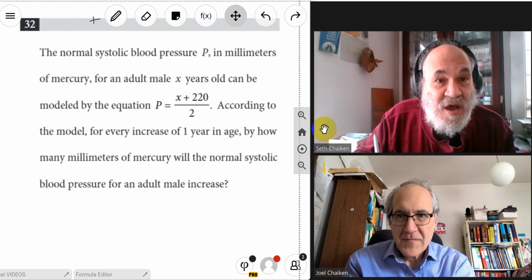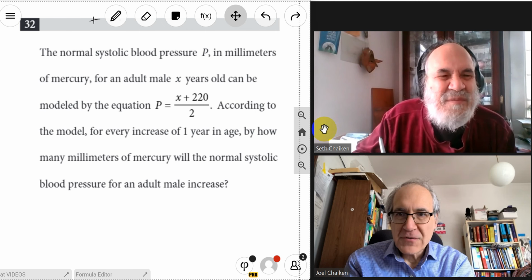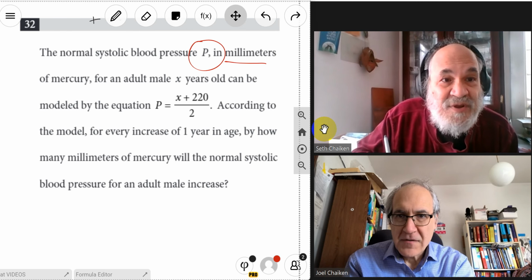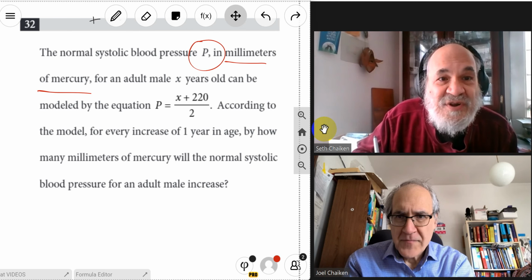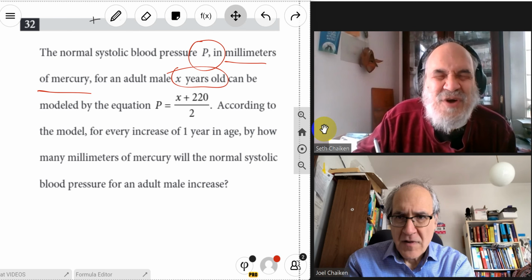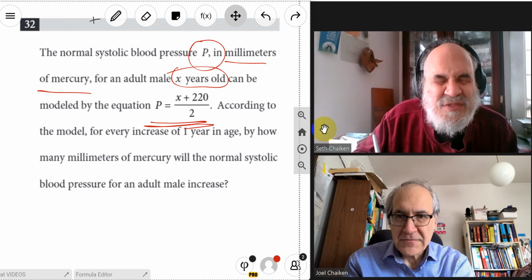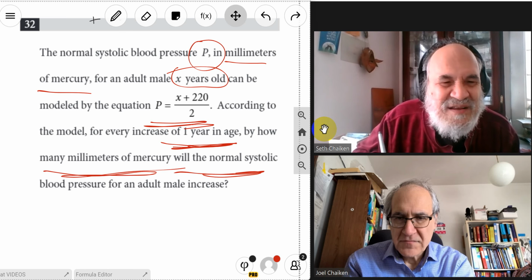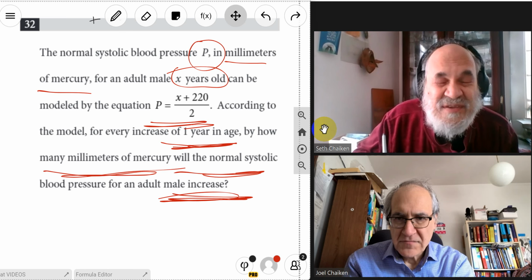So the problem is about blood pressure, called P, units of measure, millimeters of mercury, for a certain age. It doesn't matter that it's an adult male or a female, because that's not mentioned later. And then they give a modeling equation for the blood pressure. According to the model, for every increase of 1 year in age, by how many millimeters will the normal pressure for an adult increase? How much does it go up?